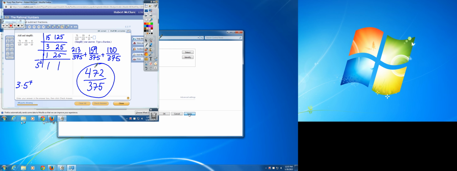Great. Now you need to always reduce if possible, but I doubt that's reducible because this ends in 2 and this ends in 5, so it's going to be hard to reduce that one. But we can type it in just to make sure we're right. 472 divided by 375. And we got it right. We feel good about ourselves.